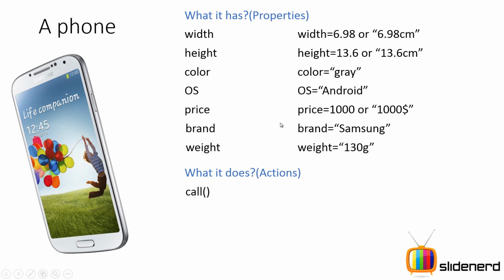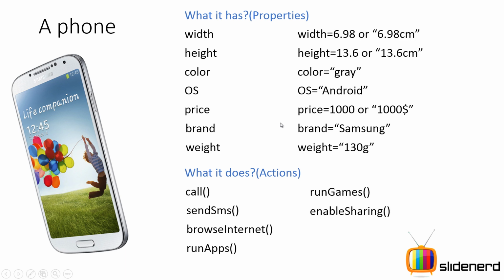Very simple. Your phone enables you to make a call, enables you to run games, send SMS, enable sharing, browse internet, run apps, and again, as I said, there are so many properties that you can think about, and there are so many actions that you can perform. Here, I've listed just a few of them.